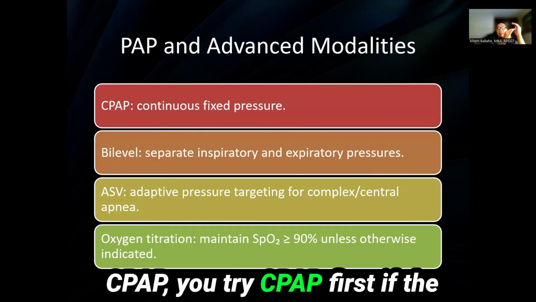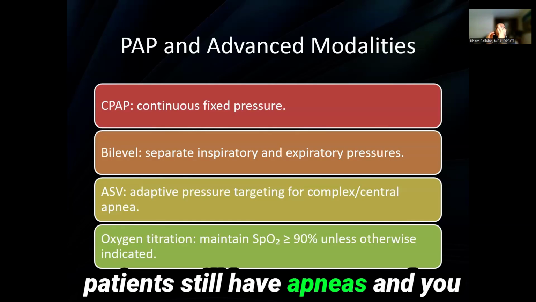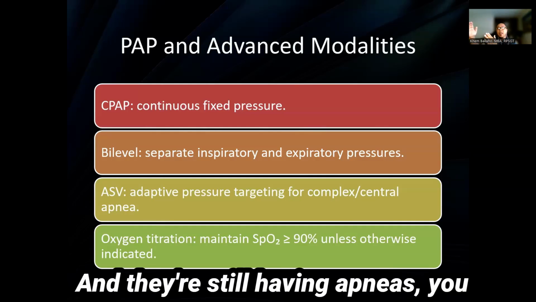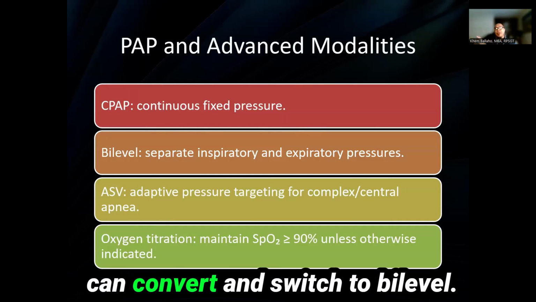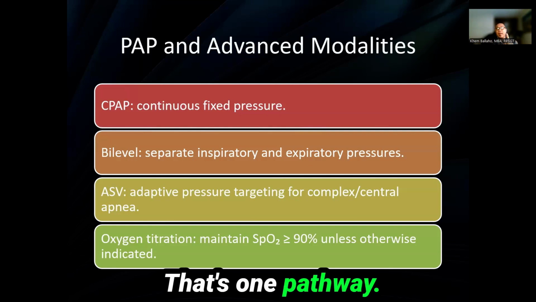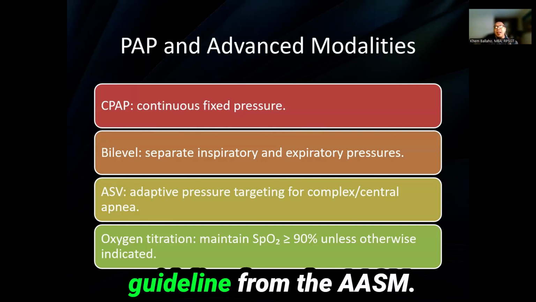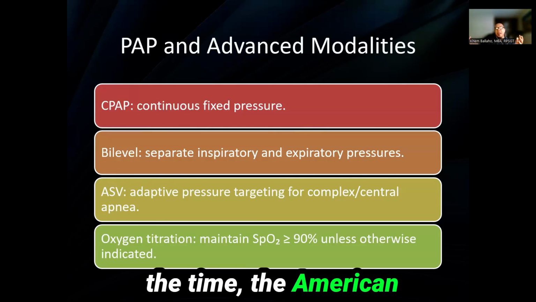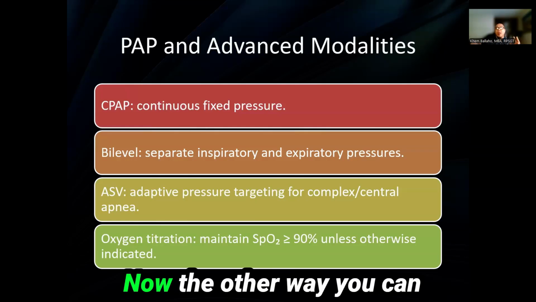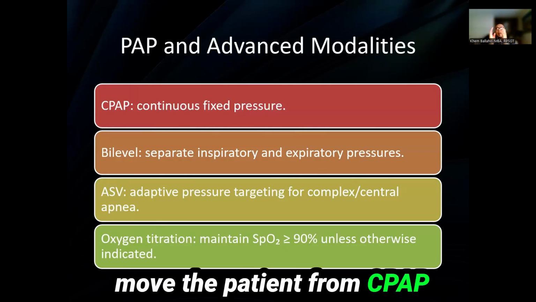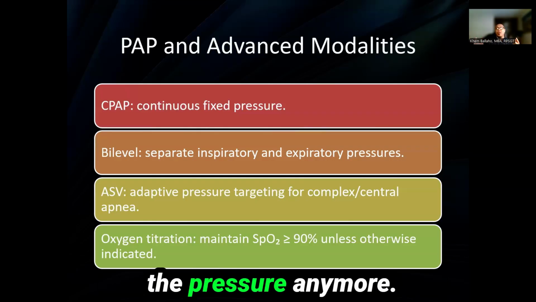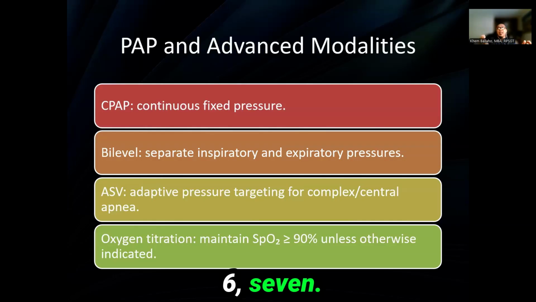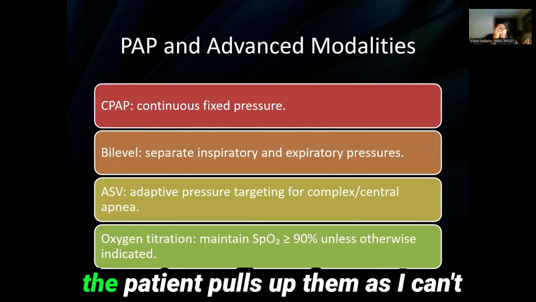CPAP, you try CPAP first. If the patients still have apneas at a pressure of 15 centimeters of water pressure, you can convert and switch to bilevel. That's one pathway, and this is under the guideline from the AASM. We follow the AASM all the time, the American Academy of Sleep Medicine. Now, the other way you can move the patient from CPAP to bilevel is if they cannot tolerate the pressure anymore. If you have them at 5, they're okay, 6, 7, then when you get to 8 centimeters of pressure, the patient pulls out the mask.